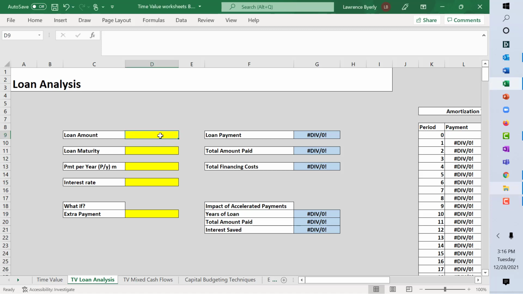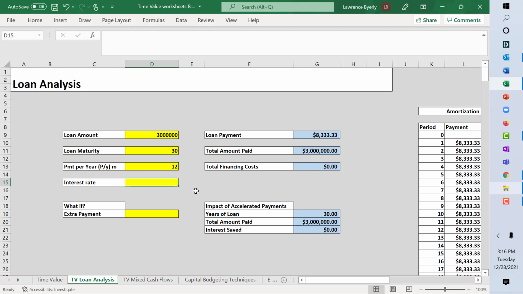So you put in here the loan amount. Let's say we buy a house for $300,000. It's a 30-year loan. We're going to make monthly payments, of course. And let's say that 3.75% is the interest. So our payments for this $300,000, I think I got too many zeros here. Excuse me. That's better. Is $1,389 and some pennies a month.